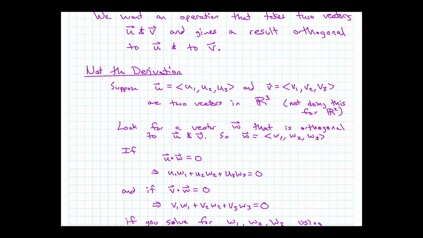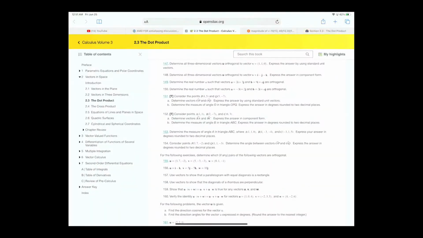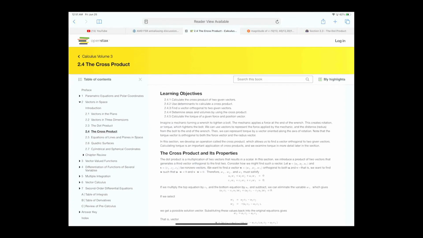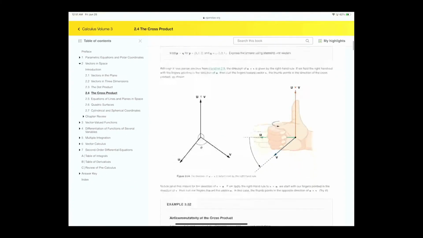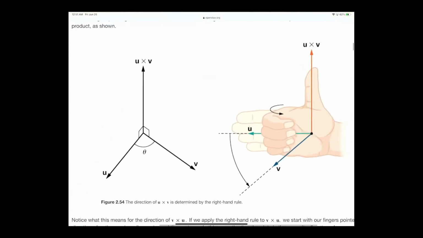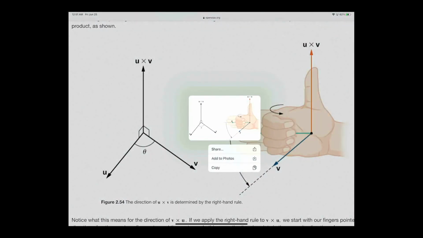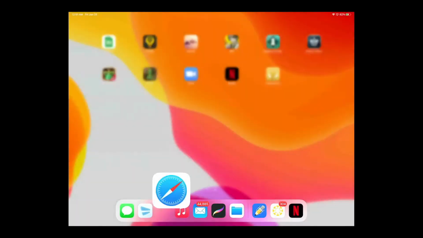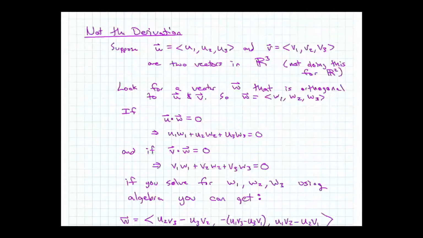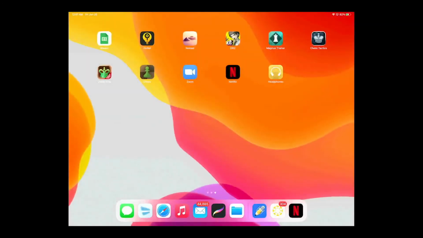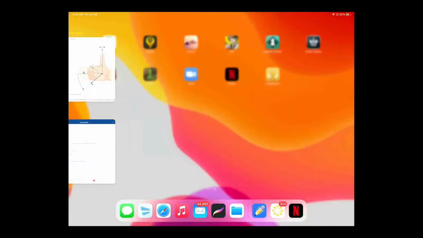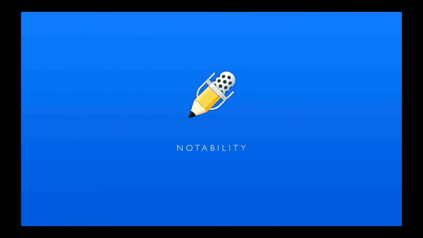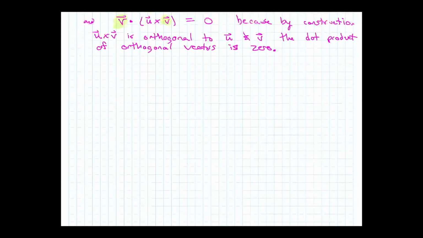Oh man, I don't have the right-hand rule. I'm going to have to get it from the notes here. Let's go here, cross product. Let's steal the image. Here it is. Add to photos. Awesome, easy enough. Let's go back. I really wish Notability would fix that problem. Would really help me out a lot.